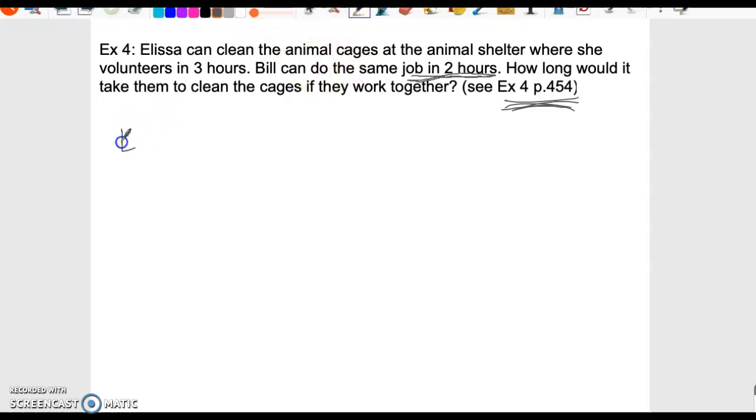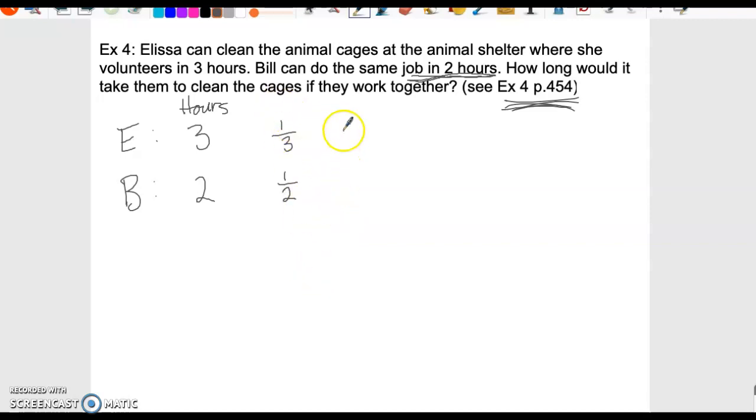I like how they set it up as a table. Alyssa, who gets a job done in 3 hours, well, that means that the rate, or how much of the job she can get done in 1 hour. So if she works for 1 hour, she can get 1/3 of the, what was it, of the cleaning cages done. And the same thing is for Bill, who can get a job done in 2 hours. Well, if he only works for an hour, he can get half of it done.